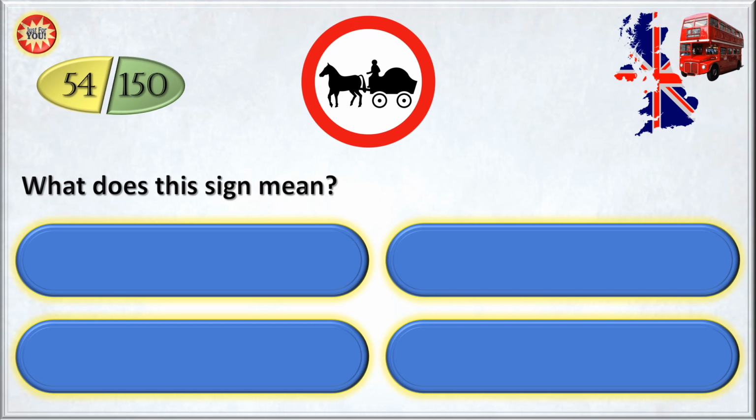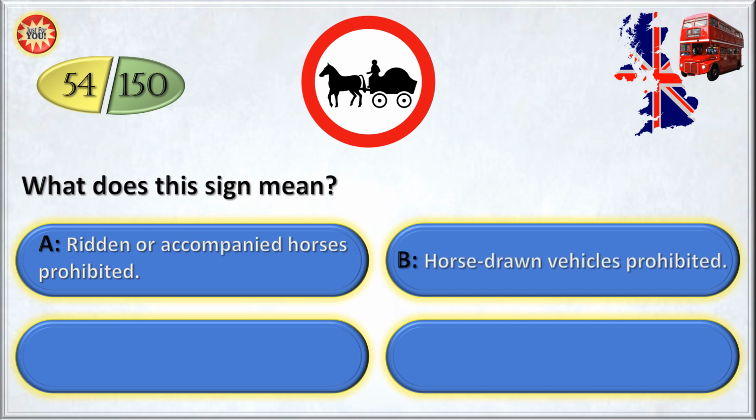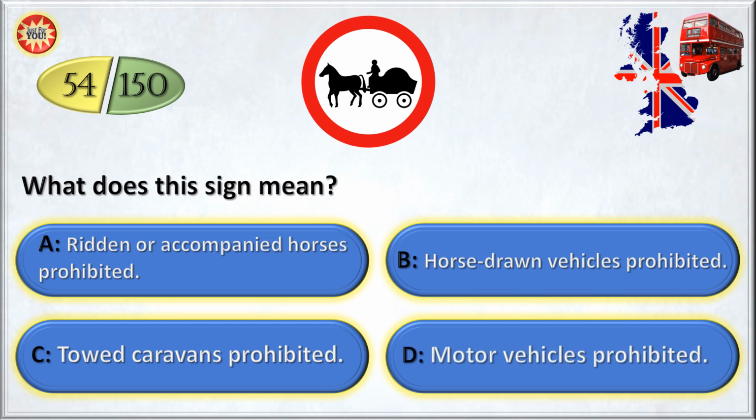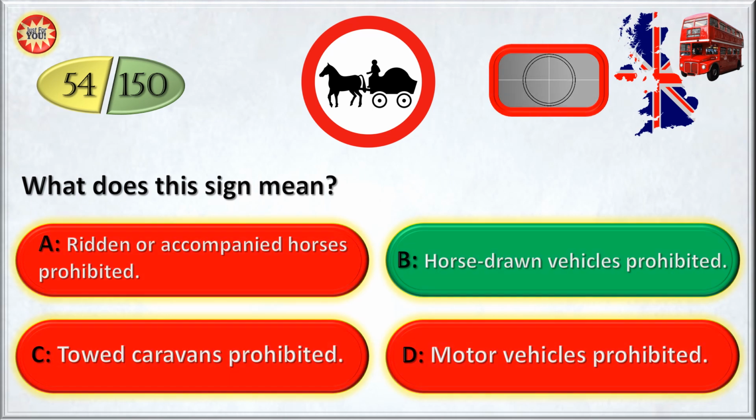What does this sign mean? Ridden or accompanied horses prohibited. Horse-drawn vehicles prohibited. Towed caravans prohibited. Motor vehicles prohibited. Horse-drawn vehicles prohibited.